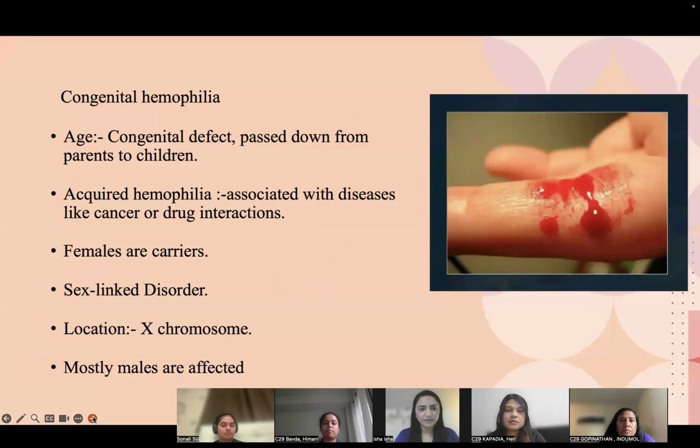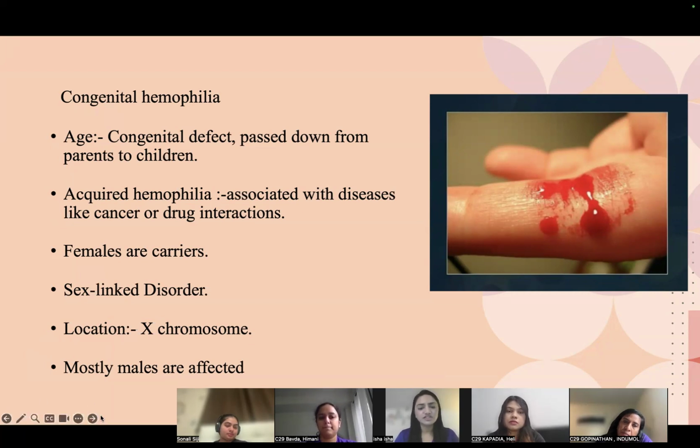Hemophilia is of two types, congenital hemophilia and acquired hemophilia. Congenital hemophilia is a congenital defect passed down from parents to children. And then we have acquired, which is only associated with diseases like cancer or pregnancy or certain drug interactions. The drugs actually target your immune system. Females are normally the carriers. It is a sex-linked disorder, the location is the X chromosome, and mostly males are affected.